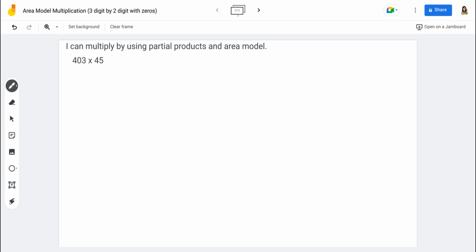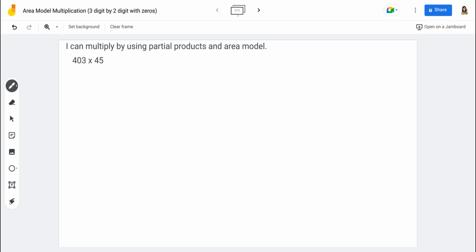I'll have another video about standard algorithm, as well as just using partial products, which is kind of a mix of standard algorithm. What might help you with this one is also having your place value chart to help you place those numbers. For me, I'll just be doing it on screen here.